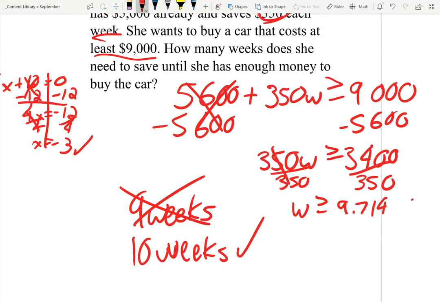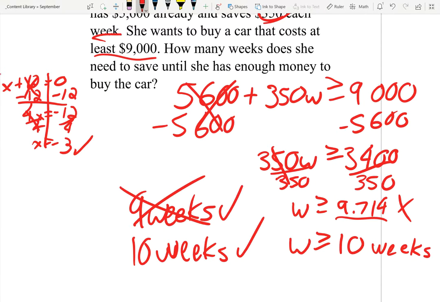So instead of writing it like this, I'm going to say that she needs to save up for at least 10 weeks. I'm kind of rounding it because I'm thinking about it from a real life standpoint. Looking at this from the real world, I'm not getting paid on the 9.714 week, right? I'm getting paid on the 9th week and I'm getting paid on the 10th week. On the 9th week, I will not have enough money saved because it has to be more than that. It has to clearly be more than 9. But on the 10th week, I will have the money saved.